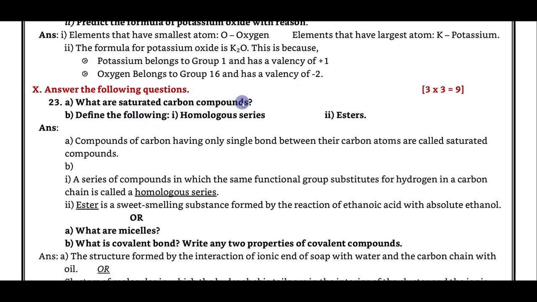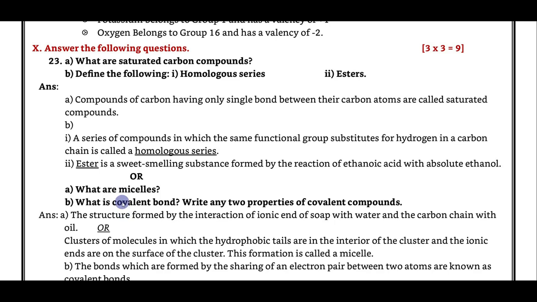What are saturated carbon compounds? Define the following: homologous series and esters. Compounds having only single bonds between the carbon atoms are called saturated compounds. Homologous series is a series of carbon compounds which have the same functional group substituting for hydrogen in a chain. Their successive members differ by a CH2 group. What is an ester? It is a sweet smelling substance formed by the reaction of ethanoic acid with absolute ethanol.